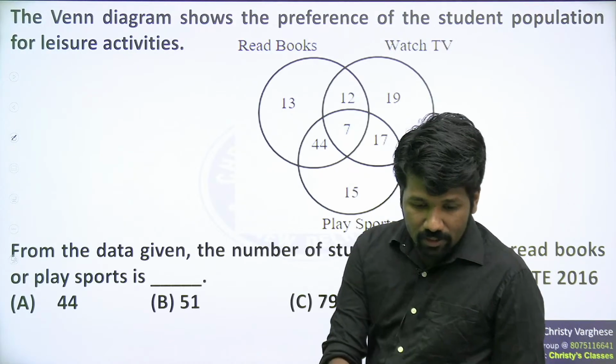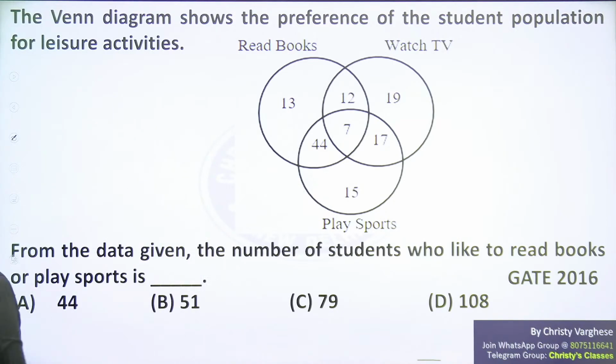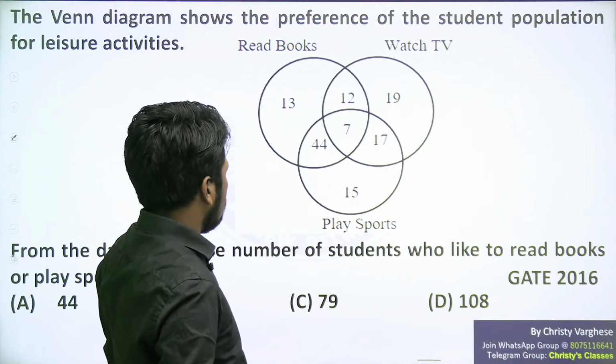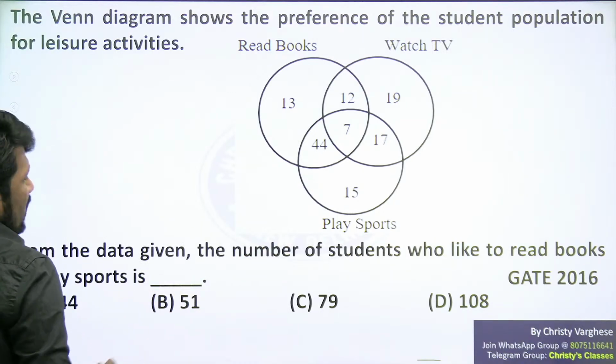Okay, so I will explain this question. Listen carefully. Many of you got it right. The Venn diagram shows the preference of the student population for leisure activities. Read books, watch TV, play sports are the three objects. From the data given, the number of students who like to read books or play sports.